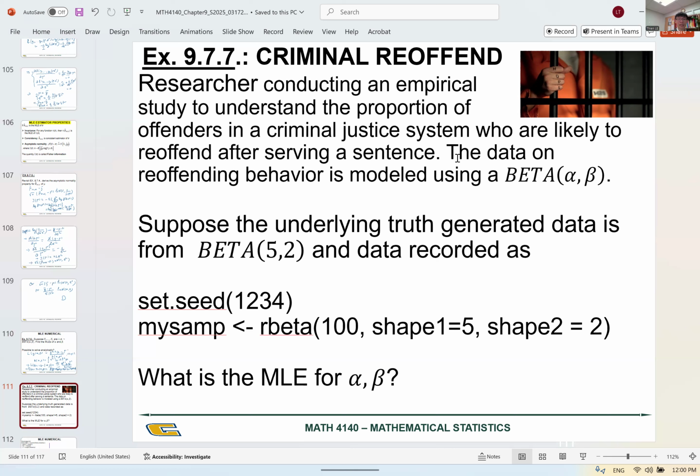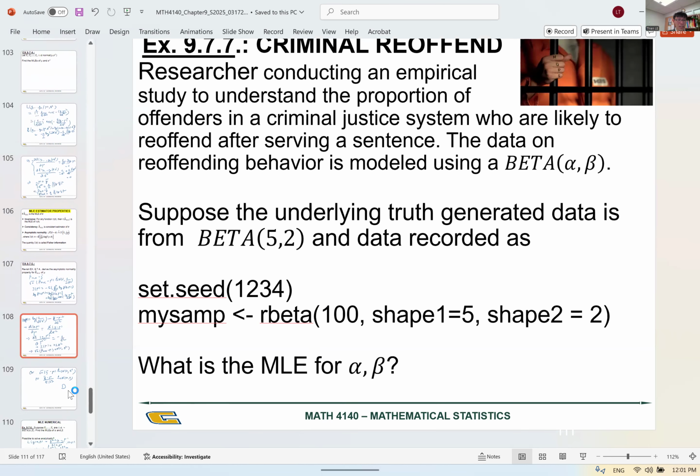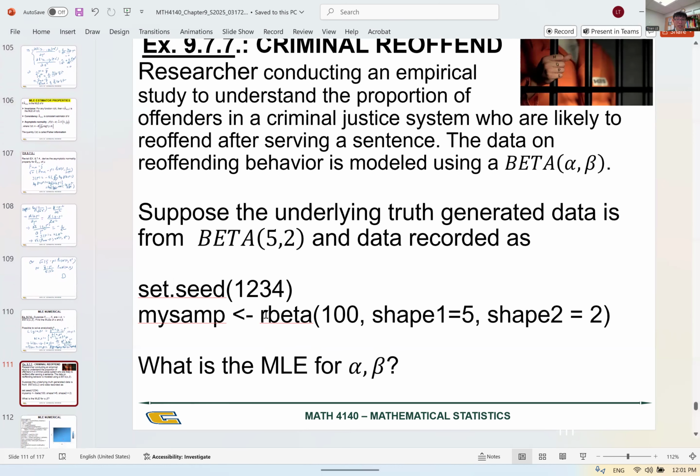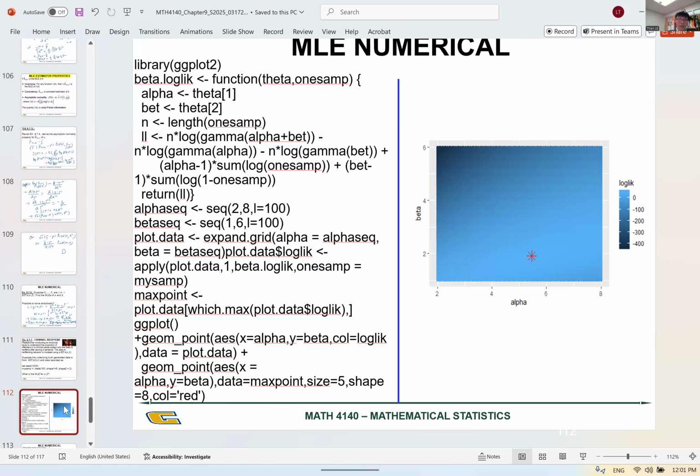So this is your data. You have 100 observations about different rates of criminal reoffending, right? And you want to estimate alpha and beta using maximum likelihood. So one strategy is using grid search. Basically what we do is make a sequence of alpha from 2 to 8, with 100 numbers in total in the middle.